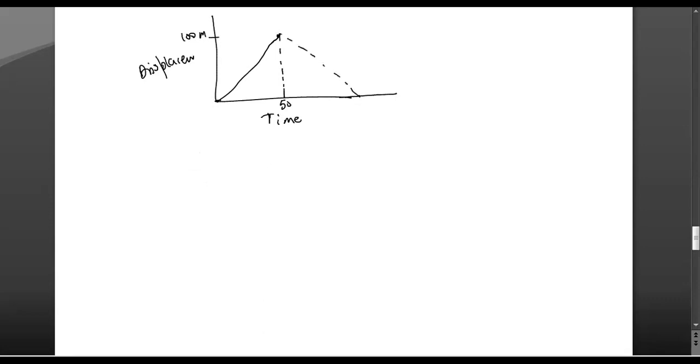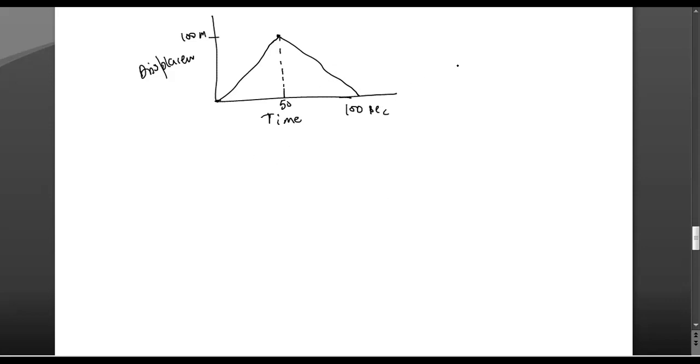This is the displacement time graph, the previous one. She is moving 100 meter in the first 50 seconds, and then she is returning back. In another 50 seconds, her displacement becomes 0. So in total, in 100 seconds, displacement will become 0, because she is returning to the original position.